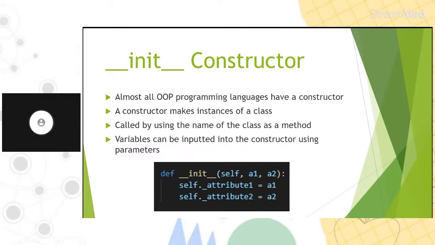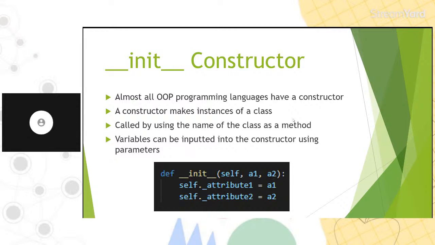Basically, this is an initializer, and almost all object-oriented programming languages have a constructor, which makes instances of a class. For example, we said earlier that we have objects from a class, and we need a way to create them. This is what the constructor is used for. It is called by using the name of the class as a method. So if you want to call it, you use the name of the class.